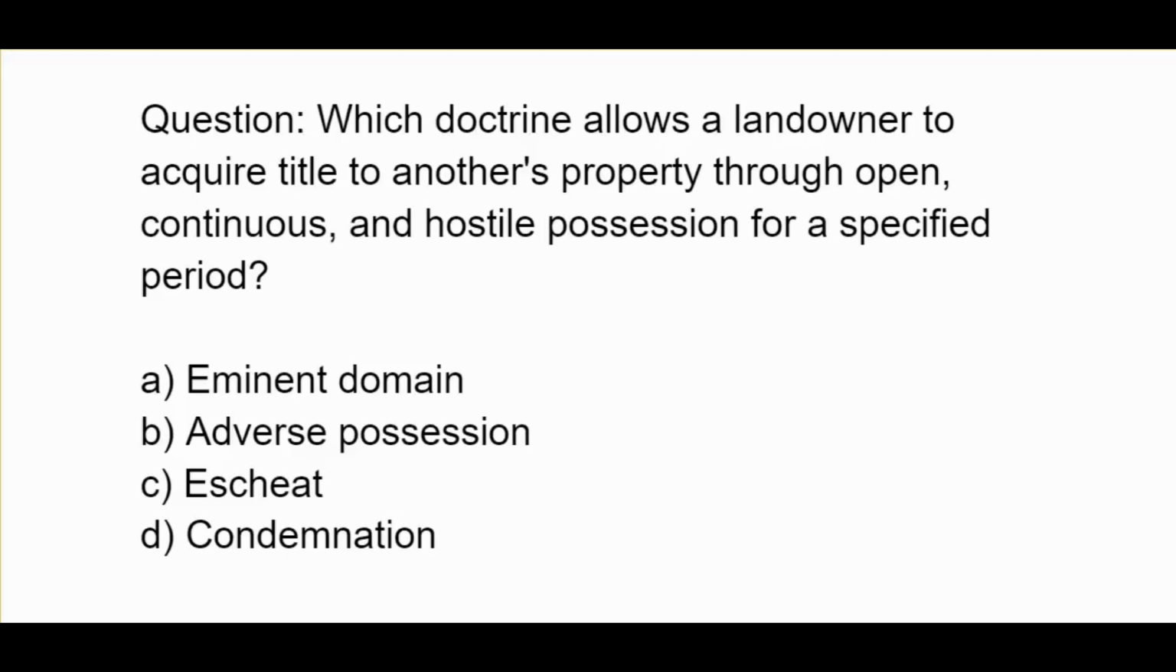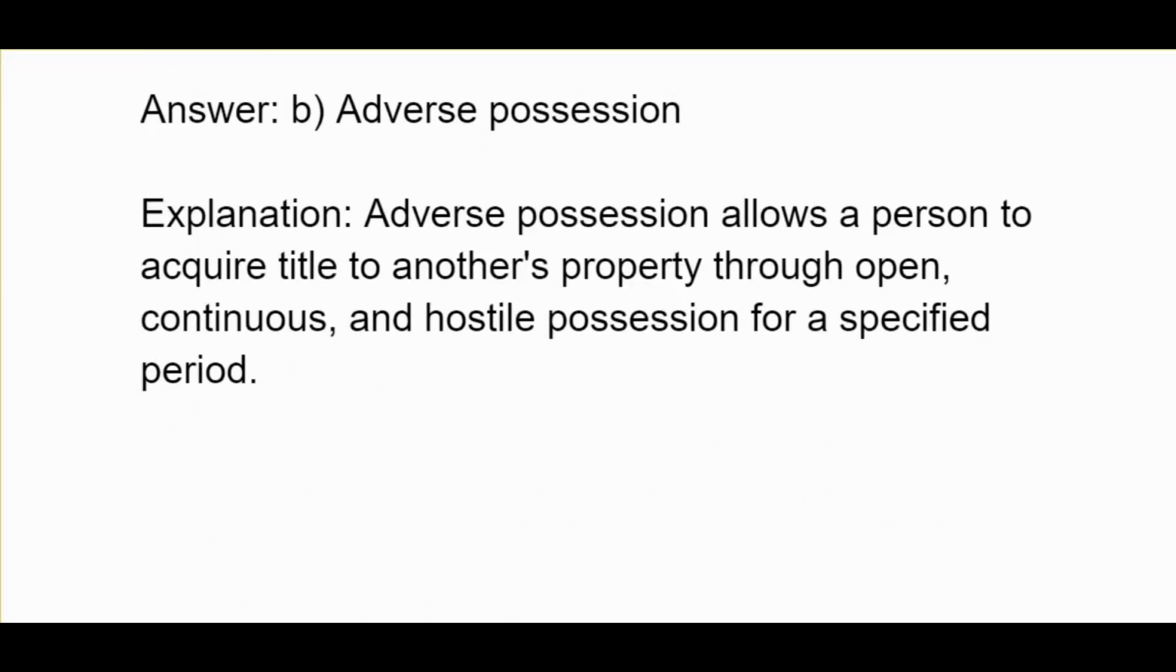Which doctrine allows a landowner to acquire title to another's property through open, continuous, and hostile possession for a specified period? A. Eminent domain. B. Adverse possession. C. Escheat. D. Condemnation. B. Adverse possession. Adverse possession allows a person to acquire title to another's property through open, continuous, and hostile possession for a specified period.